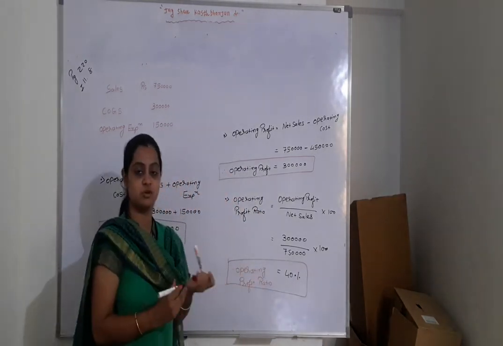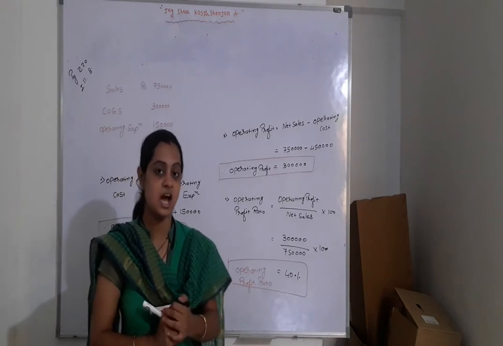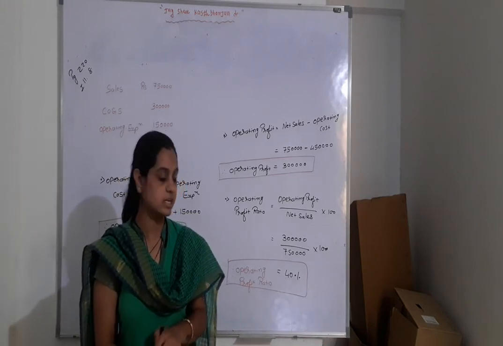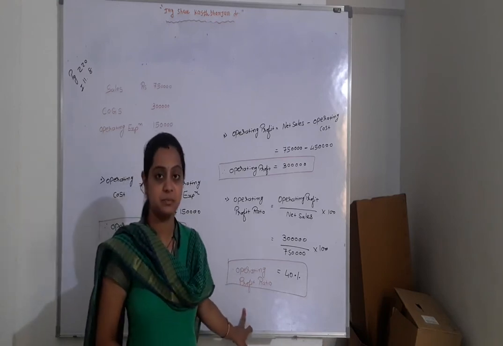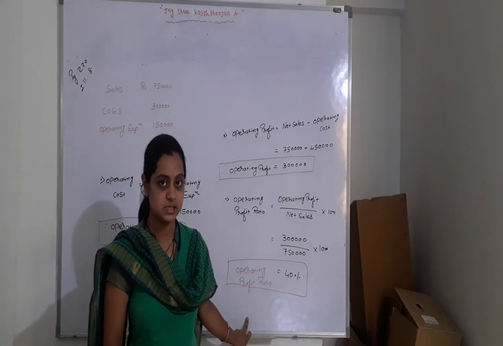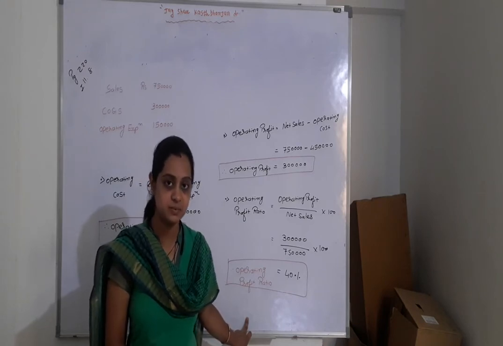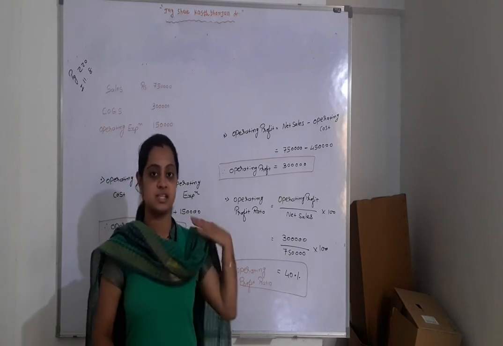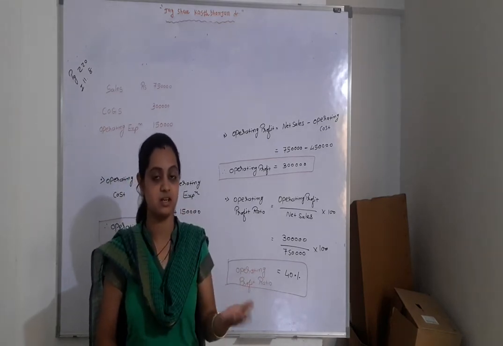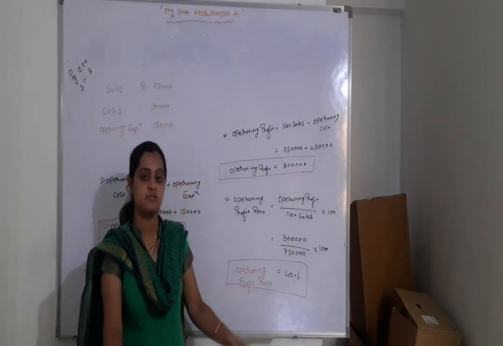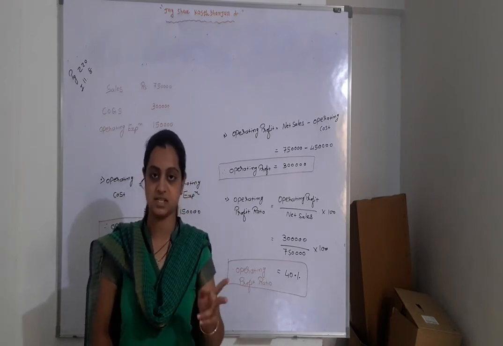Our profit is 40%, which means our operating expenses are 60%, right? We have discussed that operating profit plus operating expense is equal to net sales 100. If our net sales is 100% and our profit is 40%, then our operating expenses are 60%. And if our operating expenses are 60%, then our operating profit is 40%, vice versa.